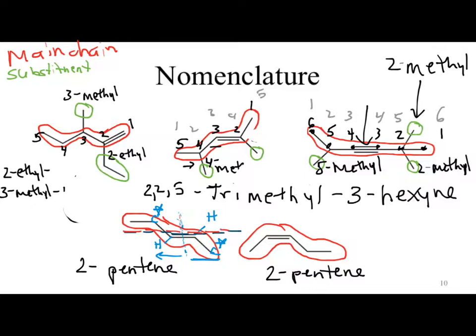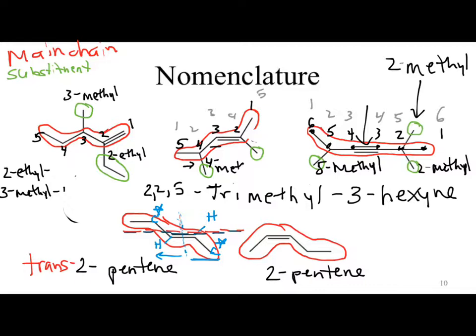Let's just say that. Where are the stars? On opposite sides of that line or on the same side? Opposite sides, so they would be trans. So we would specify in front trans-2-pentene.